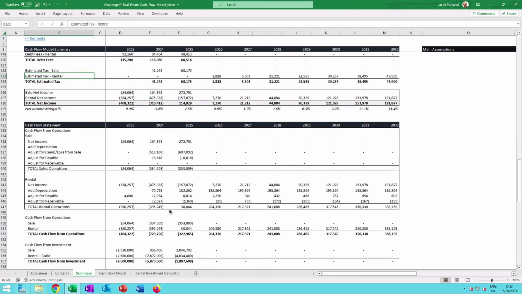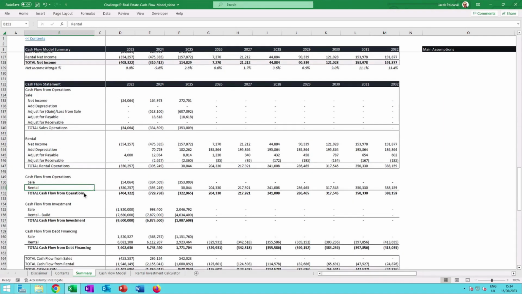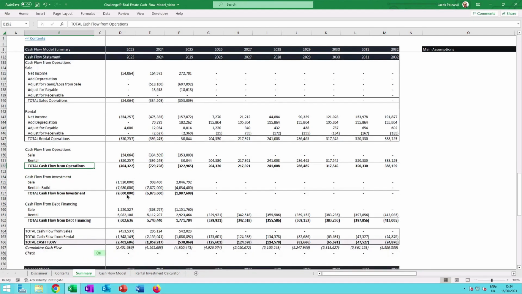Then I also have a cash flow statement. So you have cash flows from operations, which you'll see detailed calculations for here. Then there's also any cash flow from investment. So you will see that those are your capital expenditures, so any money that you spend on build, but also any proceeds that you receive from sales.